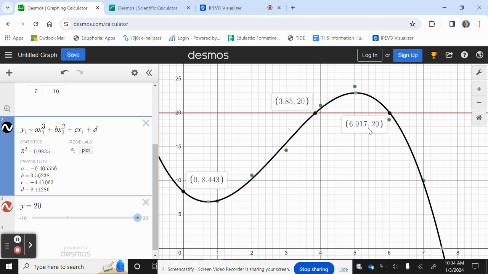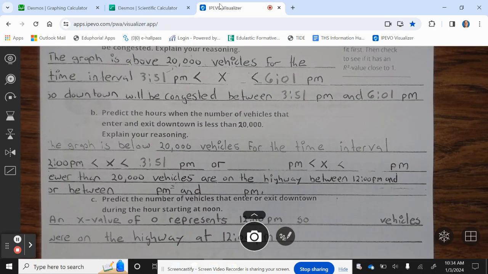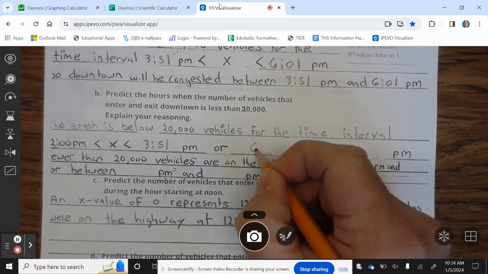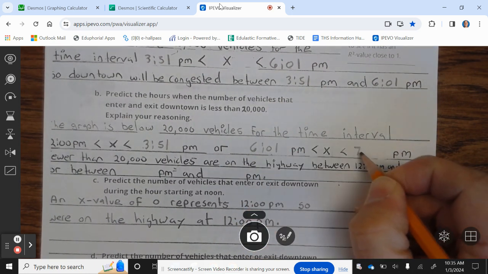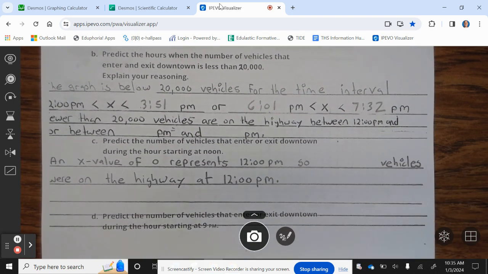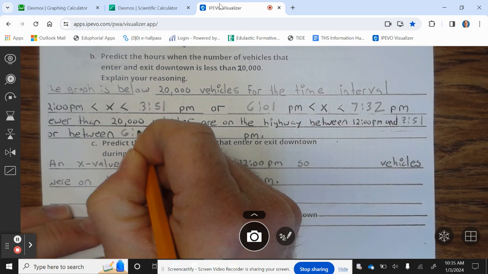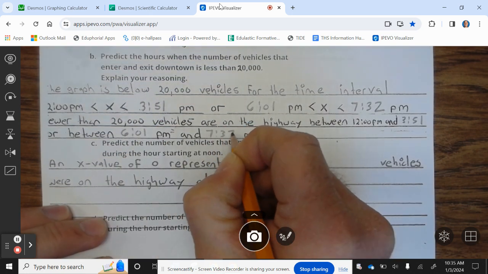Or 6:01 p.m. to 7.54. So we need to convert that 0.54 to minutes. So 7:32 p.m. So 6:01 p.m. to 7:32 p.m. So fewer than 20,000 vehicles are on the highway between 12 p.m. and 3:51 p.m. or between 6:01 p.m. and 7:32 p.m.